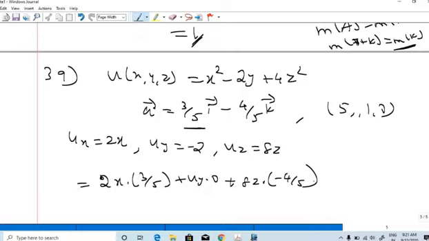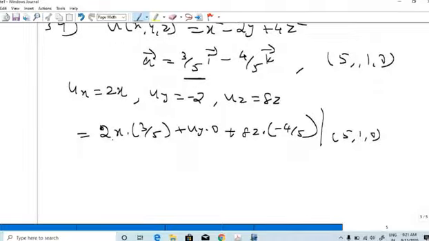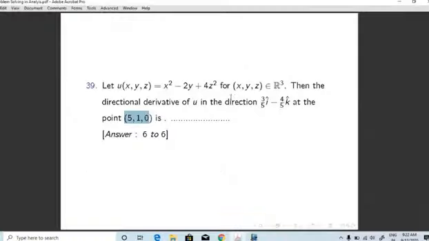After that you have to substitute (5, 1, 0). So substitute x equal to 5. This 5 and 5 cancel, therefore 2 into 3 is 6, plus this term is 0, minus, if you substitute z equal to 0, this term is 0. Therefore we get 6. So the directional derivative of the function u in this direction at this point is 6.